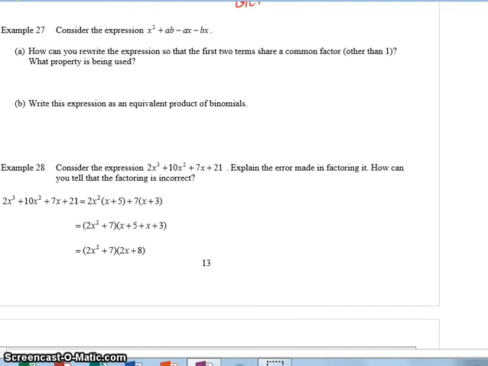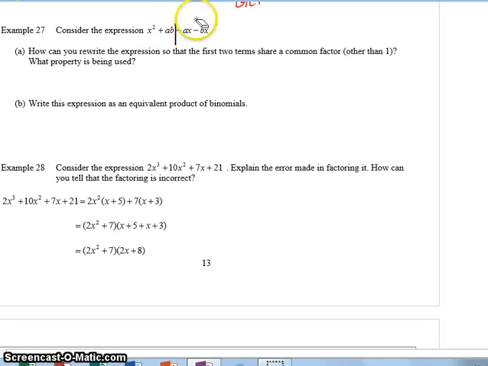Consider the expression x squared plus ab minus ax minus bx. How can you rewrite the expression so that the first two terms share a common factor other than 1? What property is being used? Okay. So basically, if I were to split this down the middle, you might say that there's nothing you can factor out. So it just wants you to rearrange it.